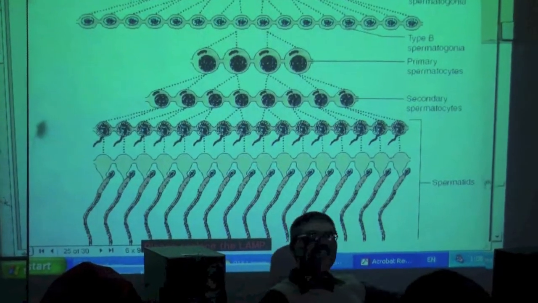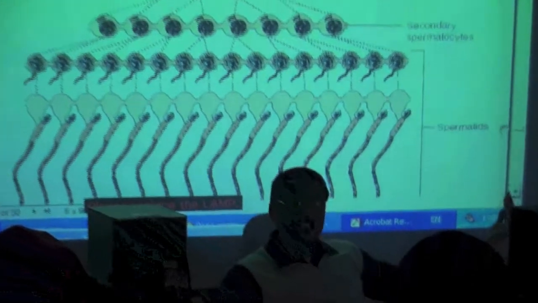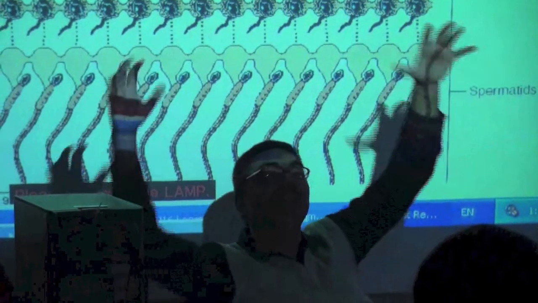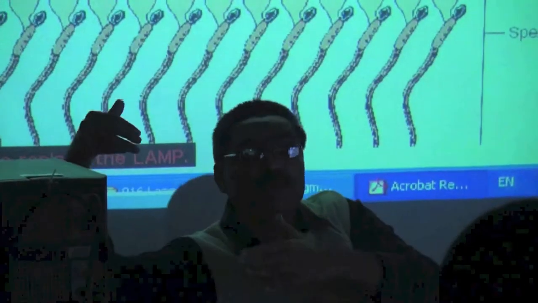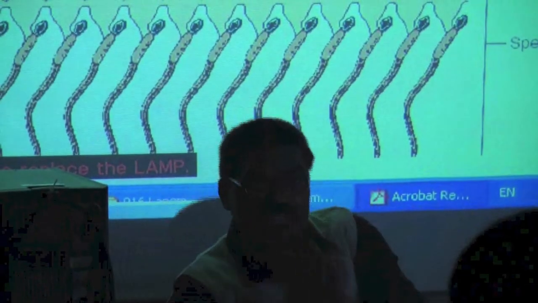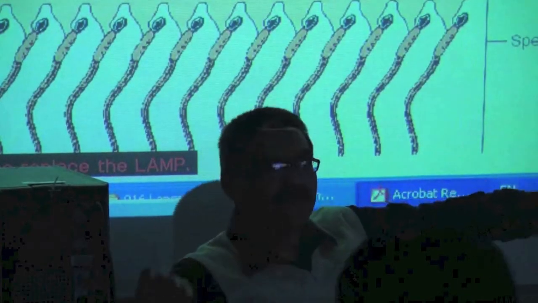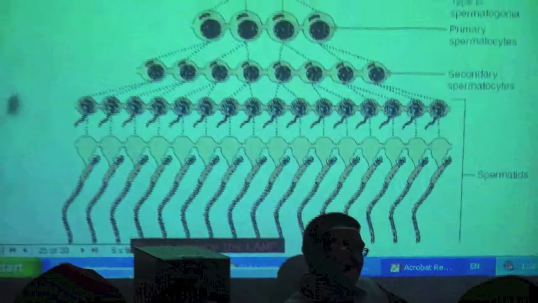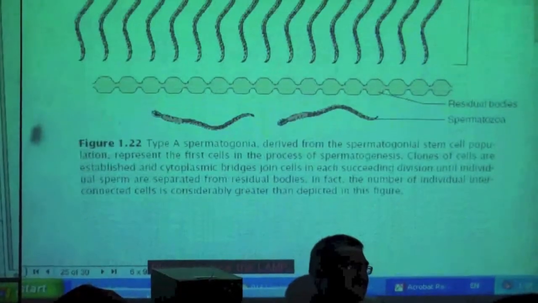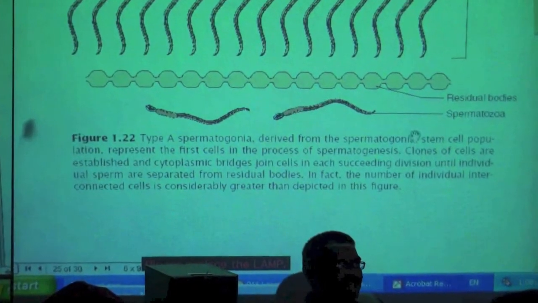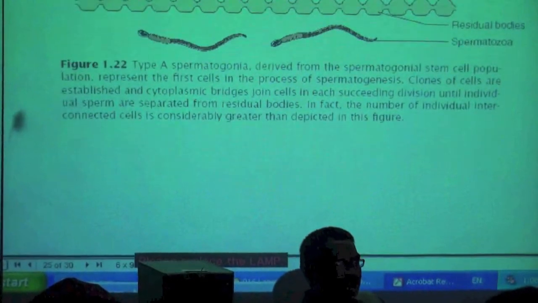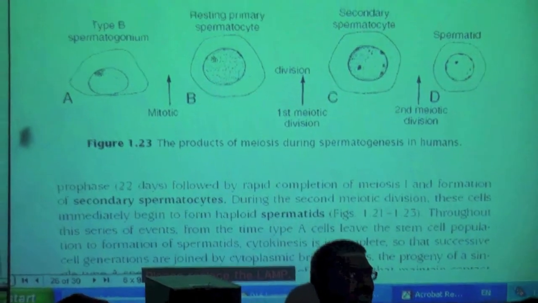So this is the difference between oogenesis and spermatogenesis. In oogenesis, the cells are separate from the beginning. But in spermatogenesis, the cells remain connected, and finally, when the sperms form, they separate. Okay? Now let's go to the second chapter.